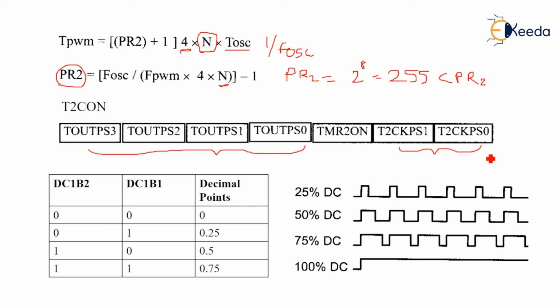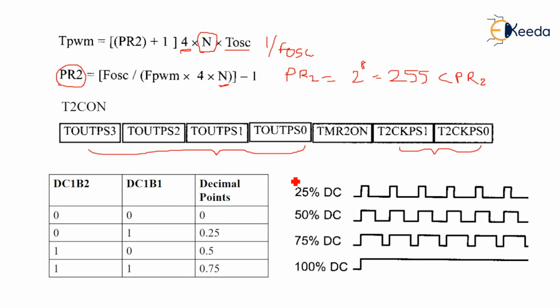If it is more than 255, divide by 4. If it is in the range, then take the value of 4. So the T2CON timer 2 control register is there. Then we have DC1B2 and DC1B1 decimal points. This is for CCP1CON to set the 10-bit count.